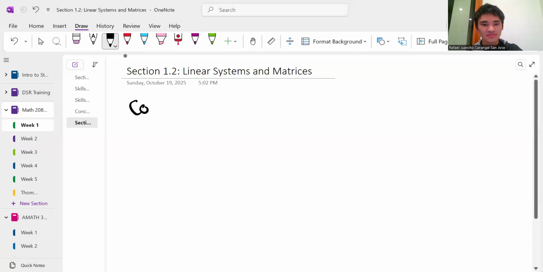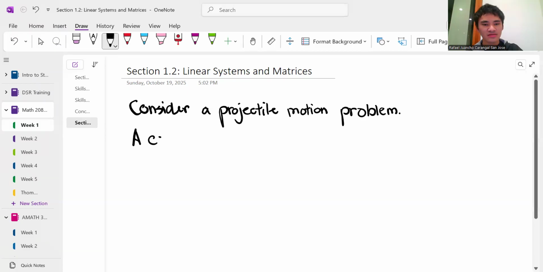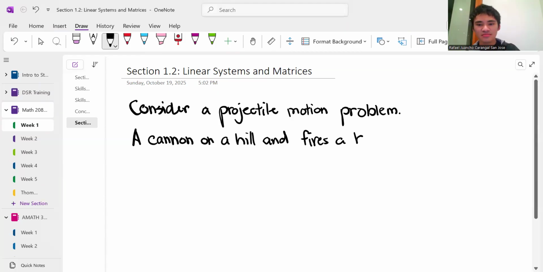Let's consider a projectile motion problem. So say we have a cannon, sits on a hill, cannon on a hill. I'm not gonna write good English. I might write broken English. It sits on a hill, and this cannon fires a ball across a flat field.